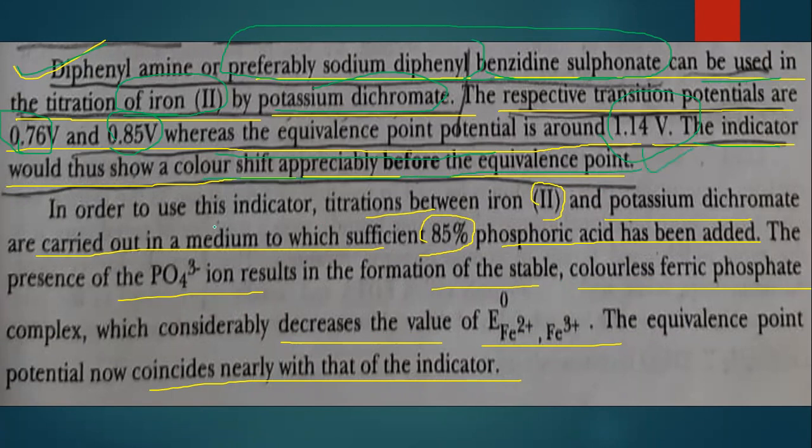In order to use this indicator, the titration between Fe2 plus and potassium dichromate is carried out in a medium to which sufficient 85% phosphoric acid has been added. The presence of PO4 3- ion results in the formation of a stable colorless ferric phosphate complex, which considerably decreases the value of the standard potential.